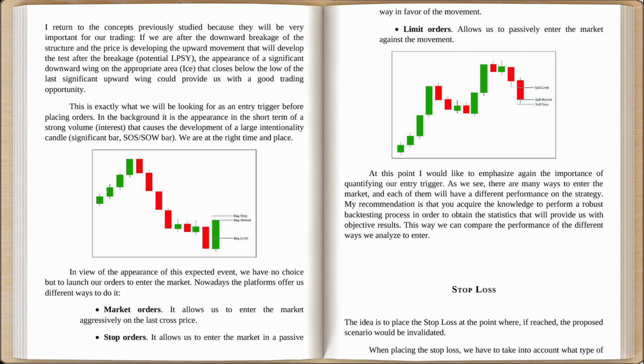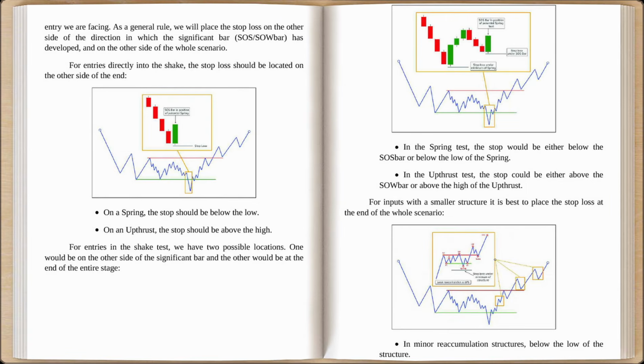Stop loss. The idea is to place the stop loss at the point where, if reached, the proposed scenario would be invalidated. When placing the stop loss, we have to take into account what type of entry we are facing. As a general rule, we will place the stop loss on the other side of the direction in which the significant bar SAS-SO bar has developed, and on the other side of the whole scenario.